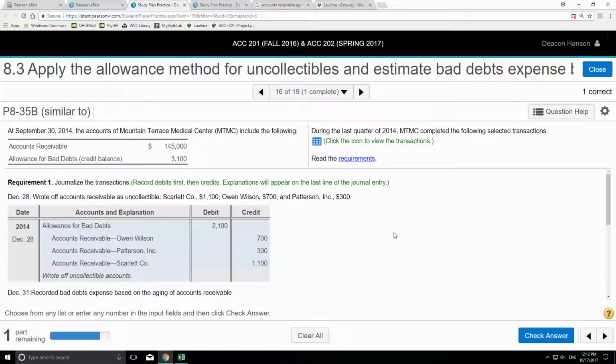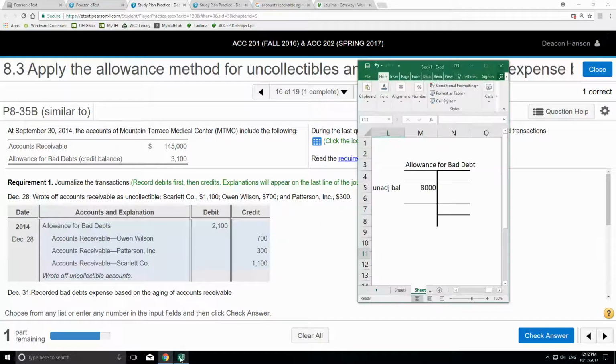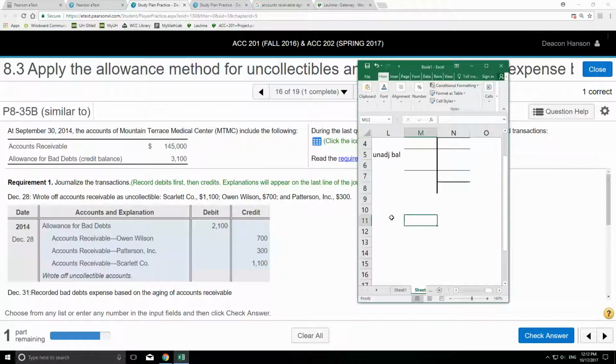What might have done it is, I might have written off, like in this case, what if we wrote off $5,000, right? Instead of 2,100. Make it 5,100, right? If we wrote off 5,100, that effect would have been, go like this. Debit allowance, I'll just abbreviate, right? And credit accounts receivable.